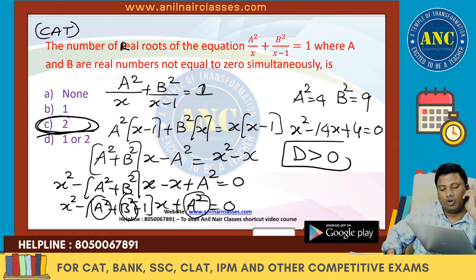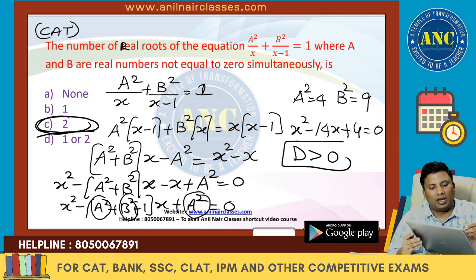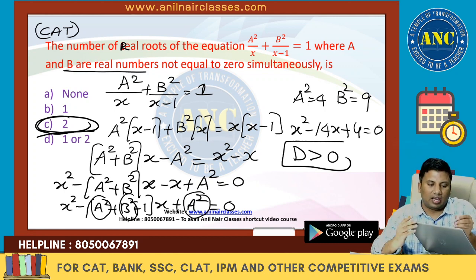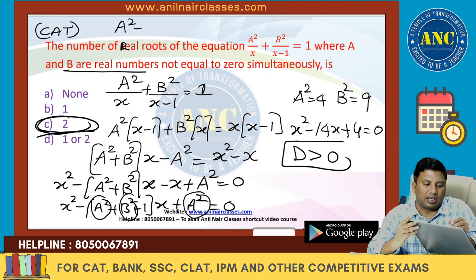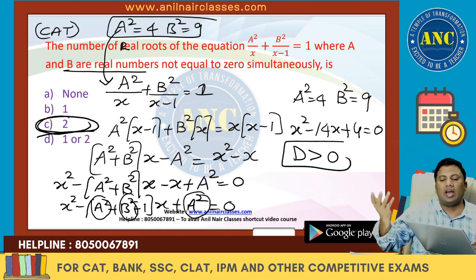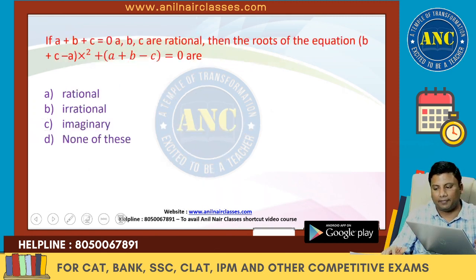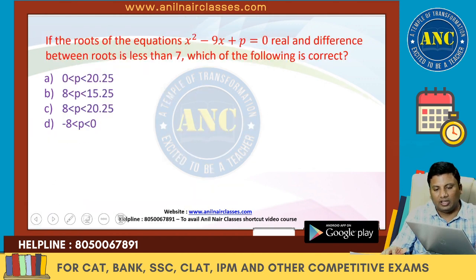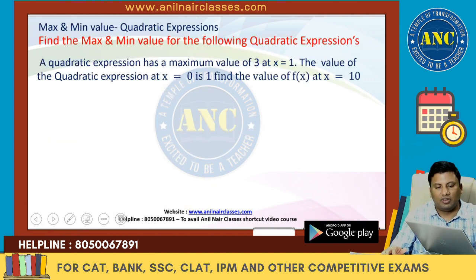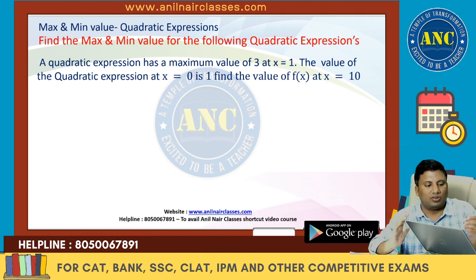So I got two distinct roots. You don't need to go out and try any values. a square and b square, a and b are any real numbers. Or here only directly you can take a square equivalent to 4, b square equivalent to 9, directly substitute in the equation and check whether D is greater than 0 or not. I hope the idea is clear. Let me search for any other questions of this type. Let us solve this question.